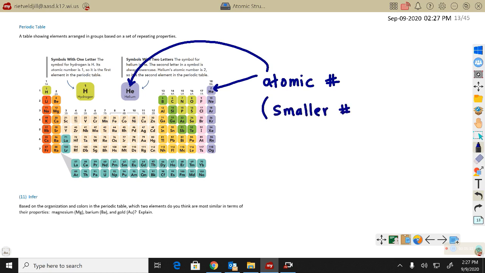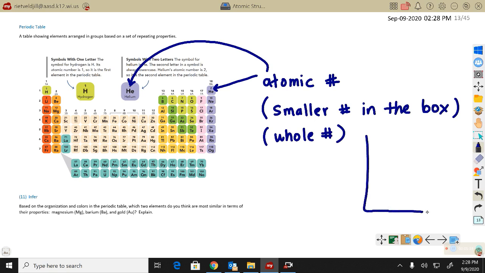The smaller number in the box. And it'll always be a whole number. So, for example, I'm looking at a periodic table on my wall, and I have a box for helium. I have a little 2 up in the corner, and then down at the bottom it says like 4.0026. And eventually you'll look at a periodic table more similar to this.